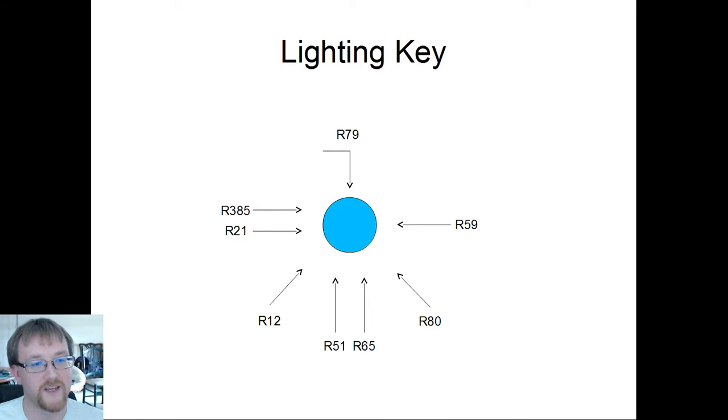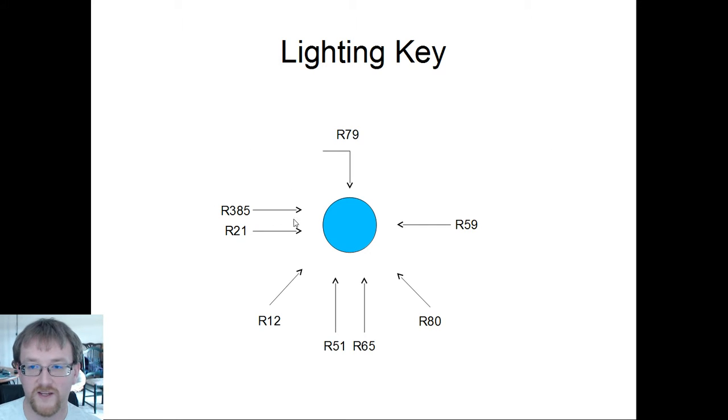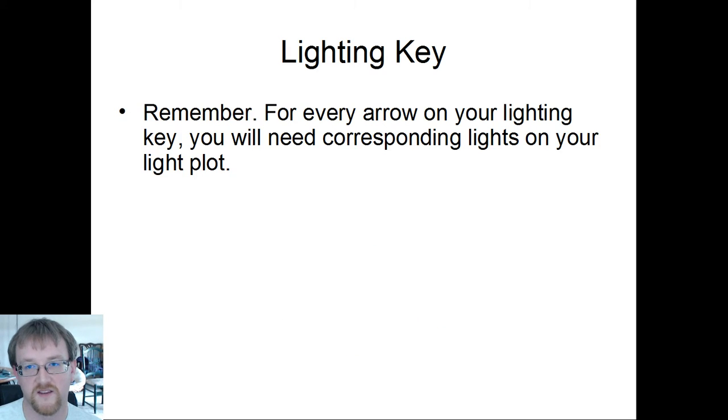Then when you go to start making your plot, you can start taking that information. The second point is, for every arrow on your lighting key, you will need corresponding lights on your light plot. So for every one of these arrows, you are going to need a system of lights. For these 2 sets of front lights, I'm going to need between 3 to 6, depending on how much coverage I want on my stage, sets of lights that are in R51, and then 3 to 6 lights that are R65 coming from the front. And that's really what this represents. And that'll make more sense when we actually get to the light plot.